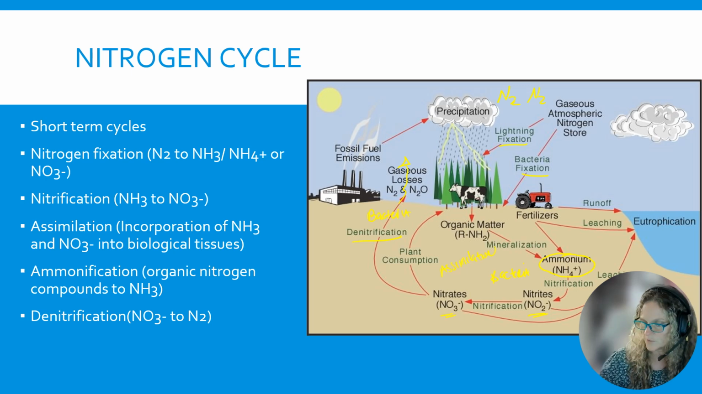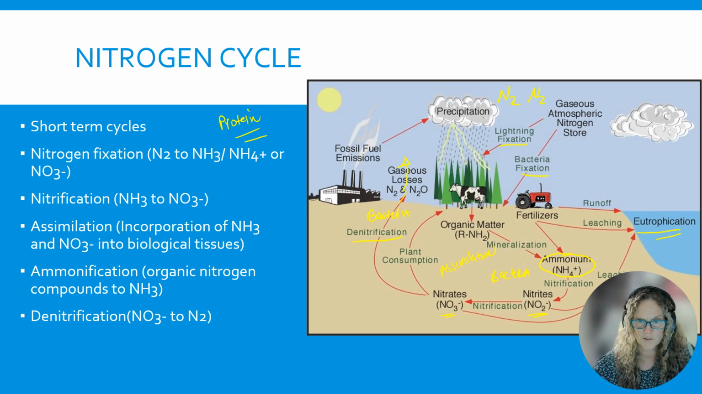So nitrogen's important. It's a nutrient. It goes into our protein synthesis. It helps us to create proteins and do functions in our body. And if there's too much of it, it can lead to a condition in the water called eutrophication, but you don't have to know that yet.